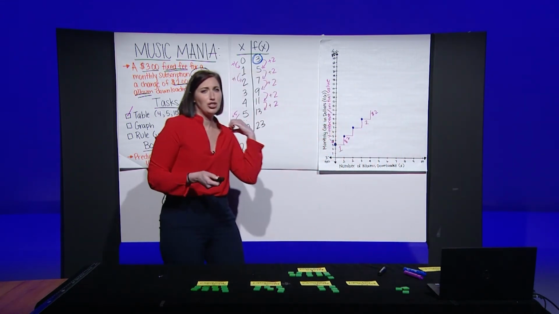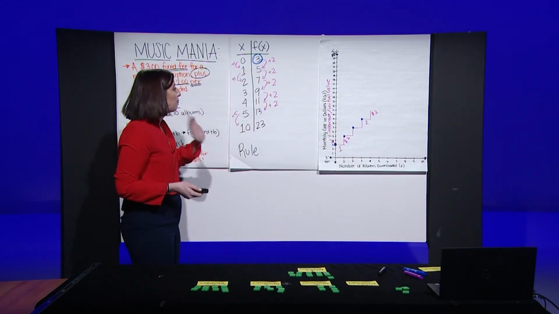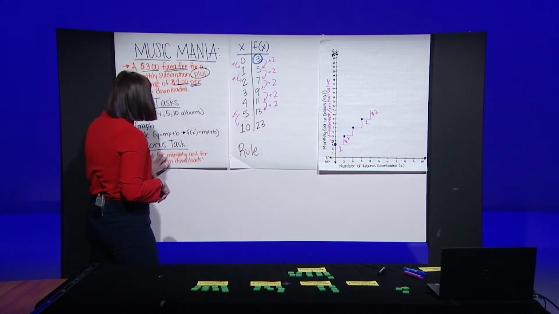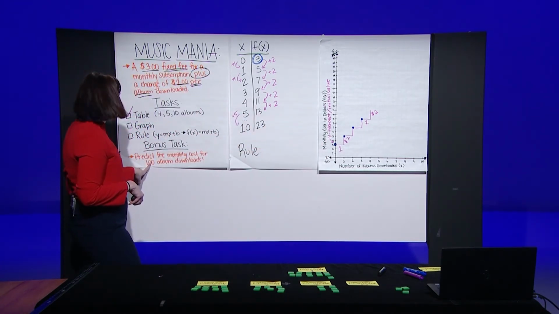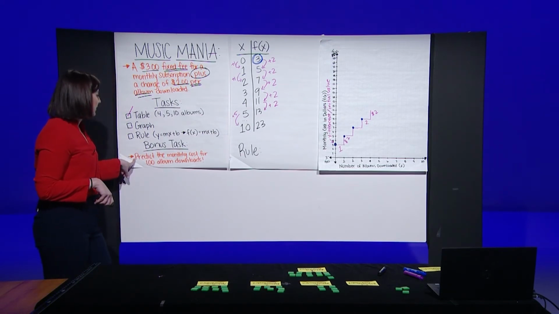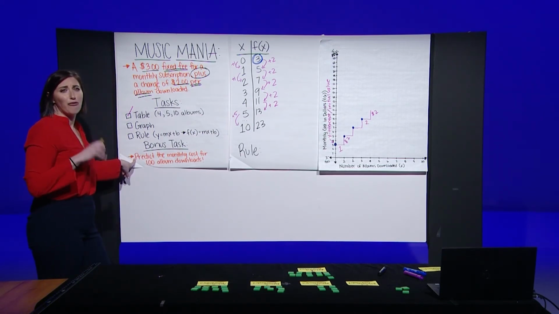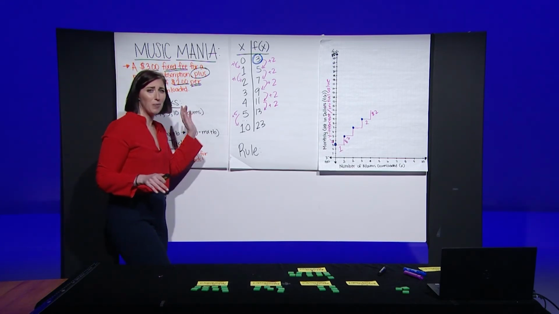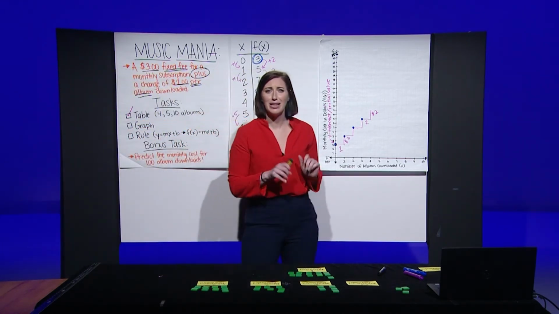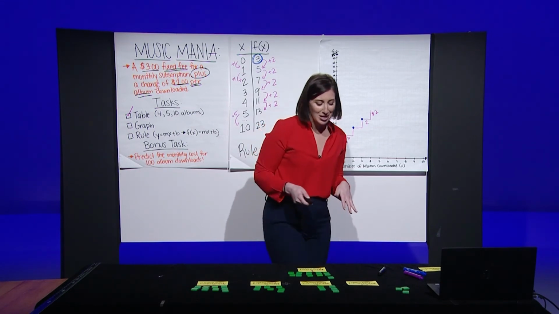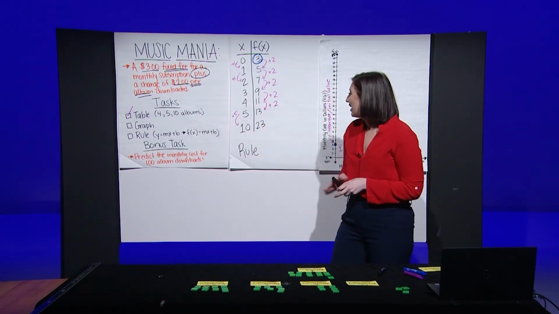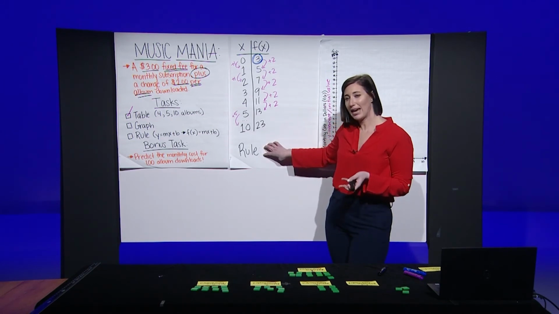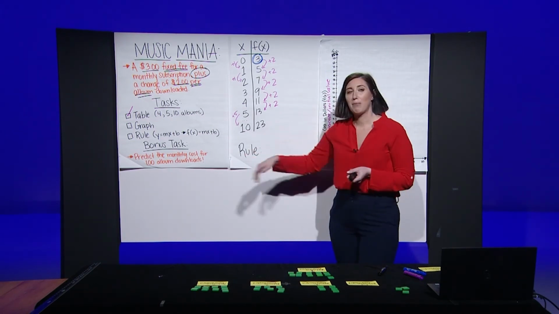Now, if I asked you to make a larger prediction, that might be difficult using a table or a graph. So for example, if I skipped ahead to this bonus task and I asked you to predict the monthly cost for 100 downloads, you don't want to make a table for that. That's going to take too much time. So we're going to create a function rule. We're going to write a rule in function notation that's going to help us make predictions.